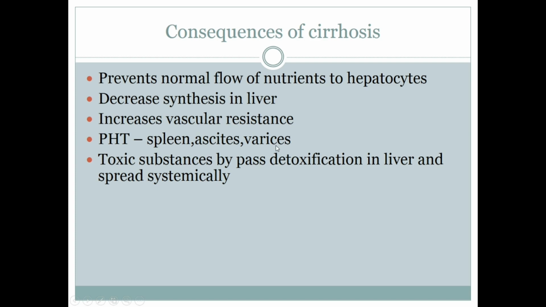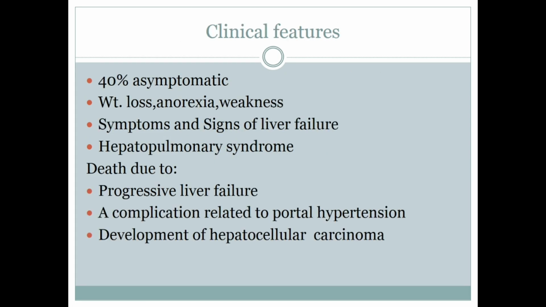And varices, these varices happen at various places in the venous plexuses, which I'll show you a picture. Then toxic substances bypass detoxification in the liver and spread systemically, because most of the drugs we take or anything which we eat, any toxic substance is metabolized by the liver. In this case, they cannot. So they bypass the liver, and because of that, all the toxic substances go to the GIT and they are reabsorbed in the GIT vessels, and they can cause problems.